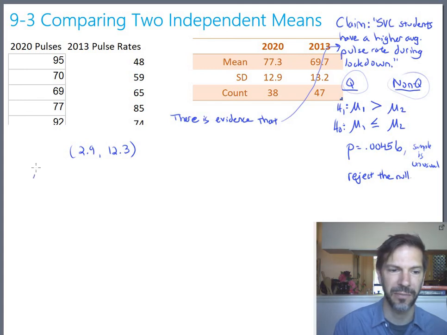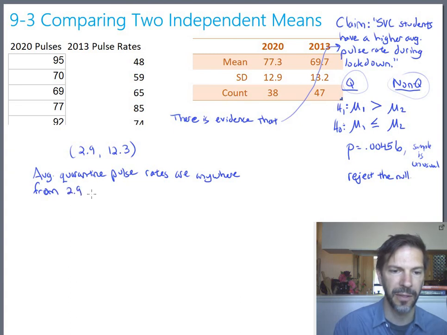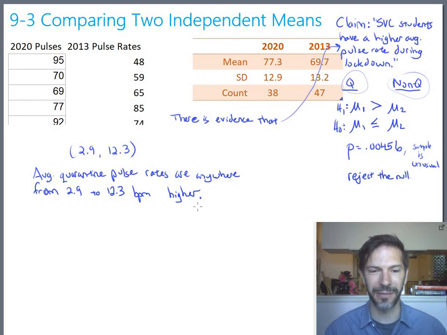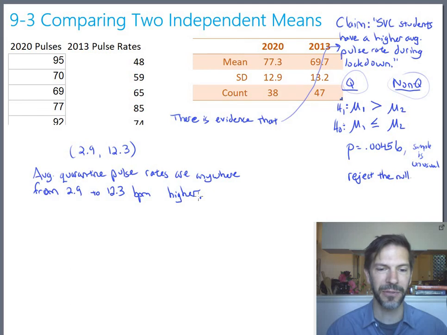So you could say average quarantine pulse rates are anywhere from 2.9 to 12.3 beats per minute higher than non-quarantine pulse rates. I think that's pretty well understood here. I might just put a period and just say average quarantine pulse rates are anywhere from basically 3 to 12 beats per minute higher than they would be during non-quarantine.